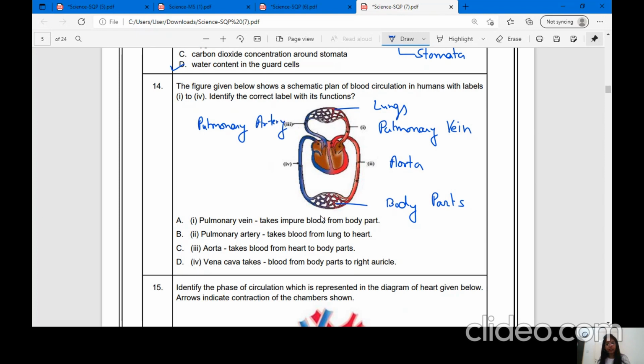Now fourth blood vessel. Direction is towards heart. So towards heart, which blood vessel brings blood? It is vena cava, and vena cava will bring deoxygenated blood.